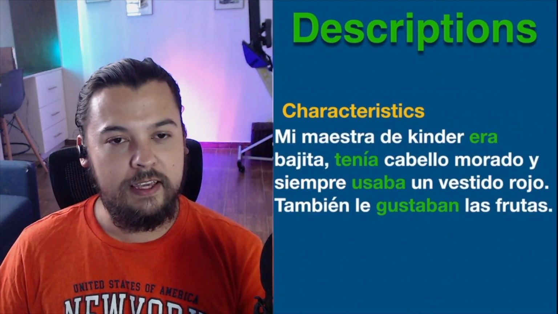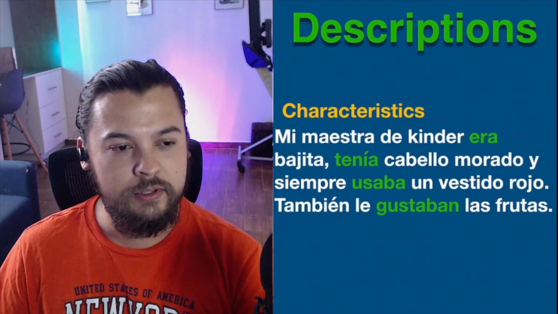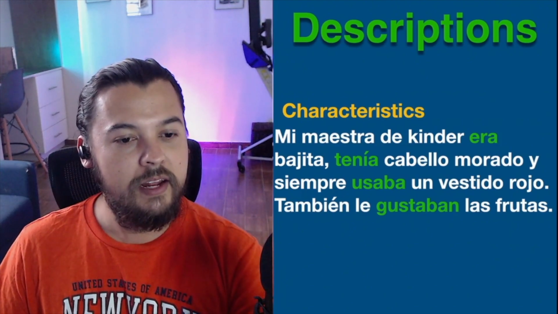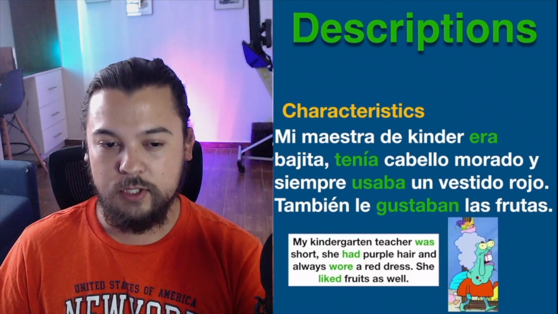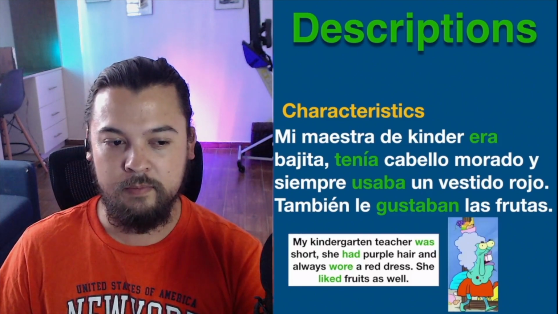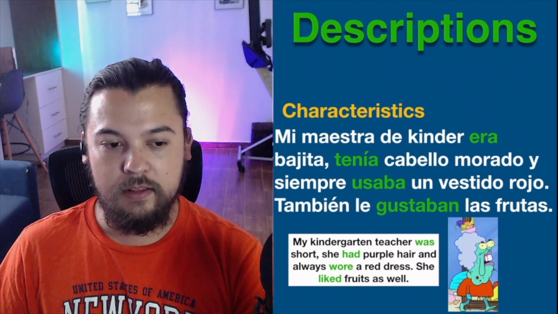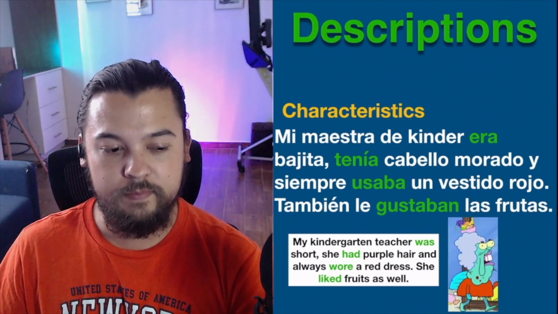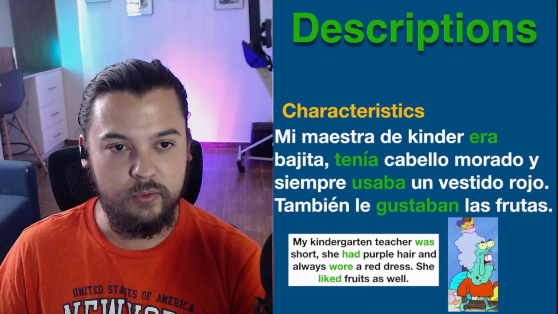Mi maestra de kinder era bajita, tenía cabello morado y siempre usaba un vestido rojo. También le gustaban las frutas. My kindergarten teacher was short, she had purple hair, and always wore a red dress. She liked fruits as well. So when you describe people or places in past, you use imperfect.